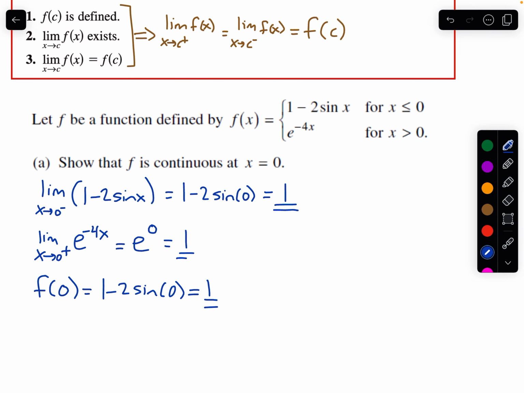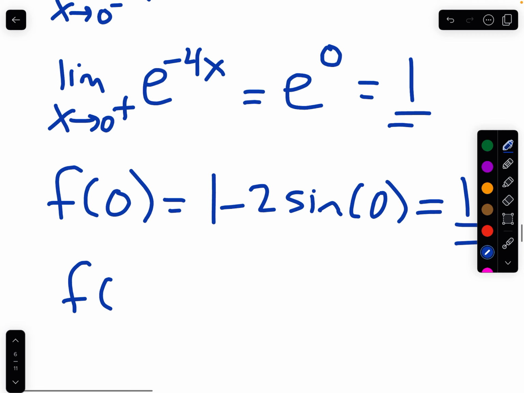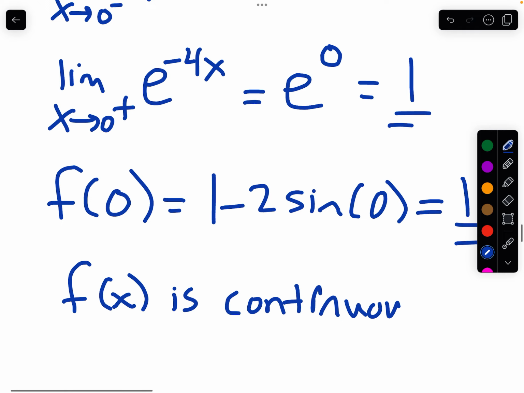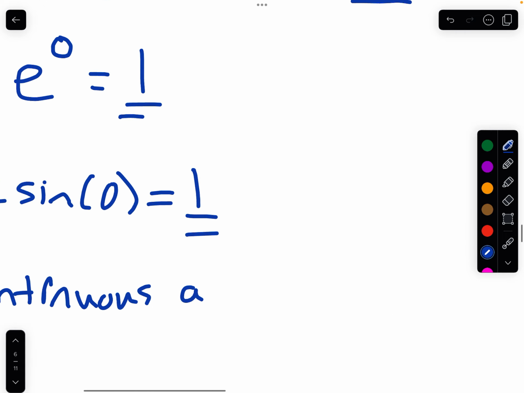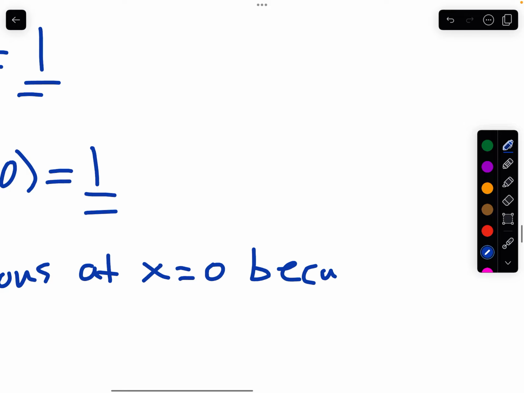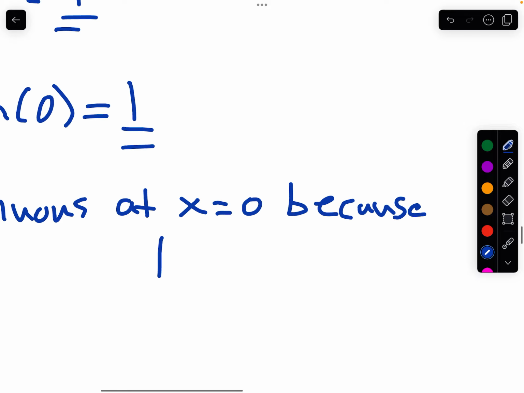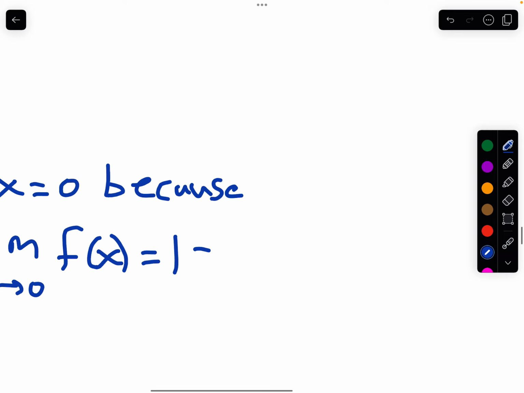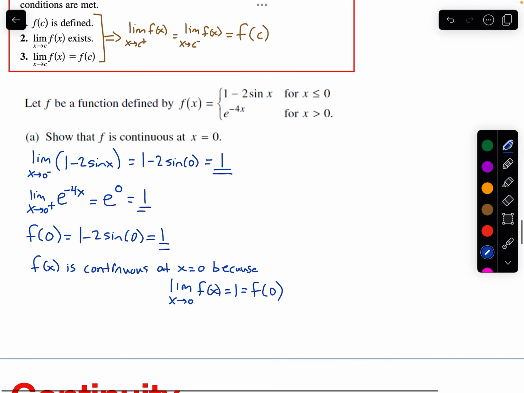So all of this information concludes for us that f of x is continuous at x equals 0, because we've established that the two-sided limit exists, it's equal to 1, which is also what f of 0 is equal to. There's more ways that you could write that, but that's what I went with there.